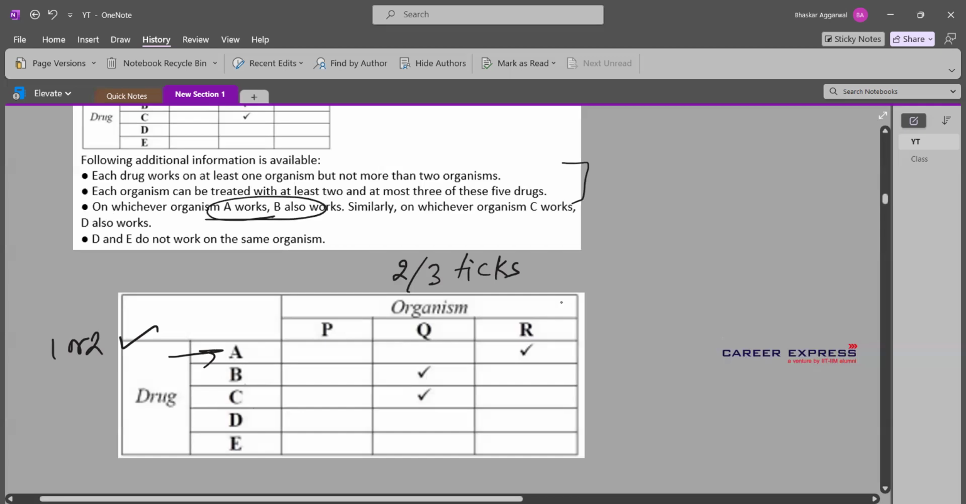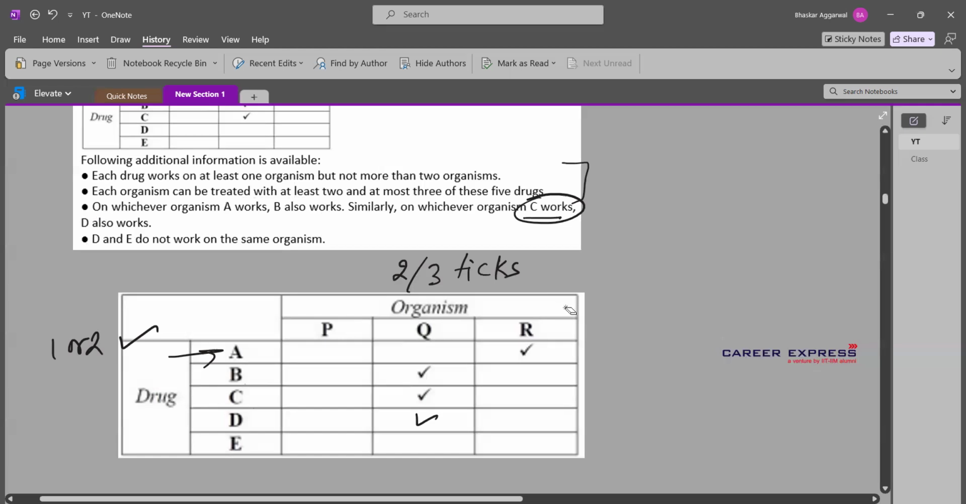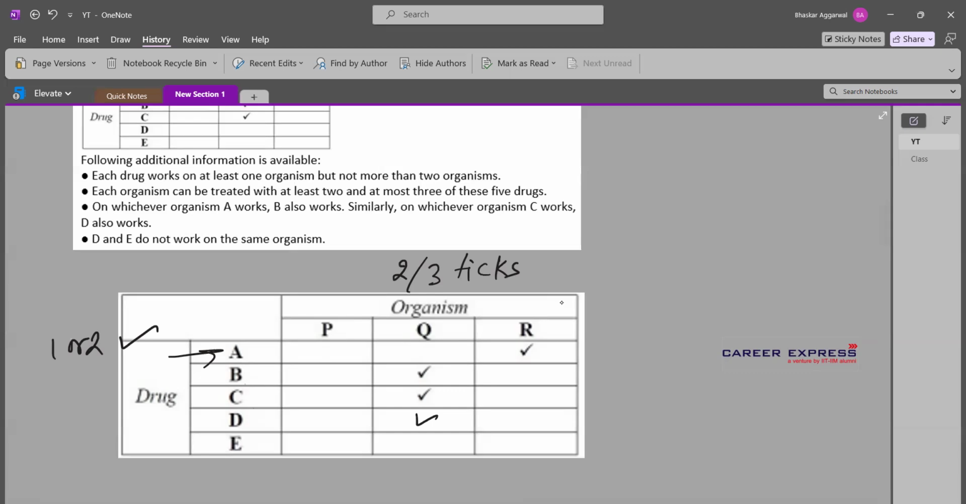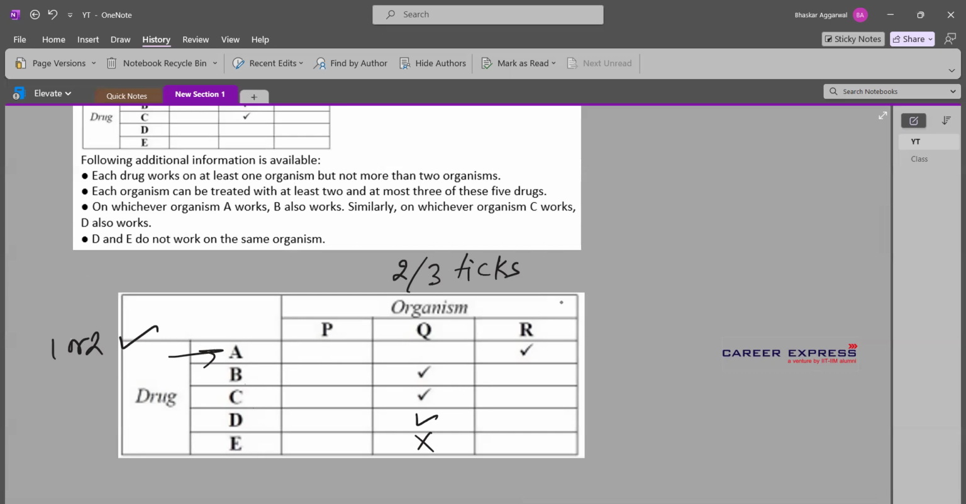So A and B, if A works, then B works on that organism. Similarly, if C works, then D also works on that organism. So from this point, we can say if C works on organism Q, then D should also work on organism Q. So this is definitely true. Then let us come to the last point. D and E do not work on the same organism. So if D has already worked on Q, then E cannot work on Q, right? So this is the information that we are given.